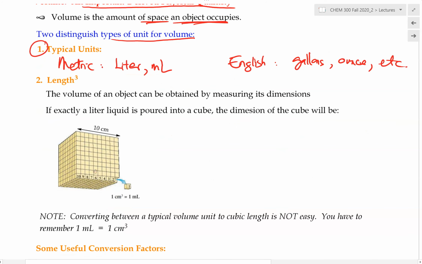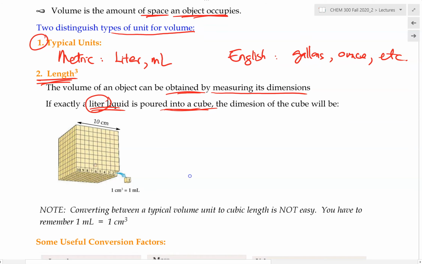But in addition, here is another way to also express the unit of volume, and that is the cubic length, or length raised to the 3rd power. So basically the volume of an object can also be obtained by measuring its dimensions. So if we were to have a liter of liquid, which is a typical unit of volume, and now if we put that into a cube, then the dimension of the cube will be as follows.